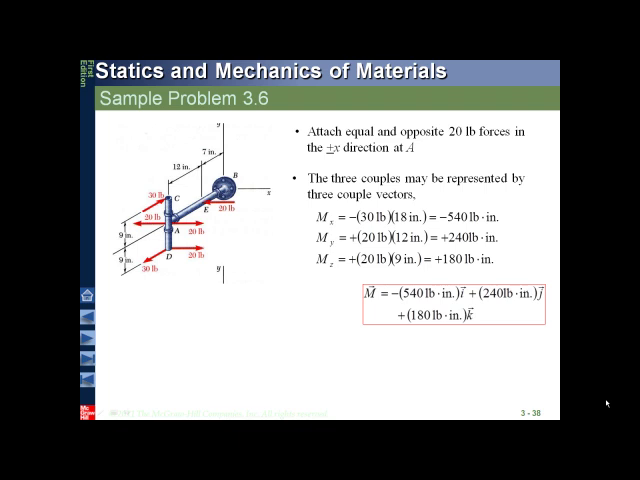So again, the moment produced by these various couples, and again, the addition of those two 20-pound forces at the beginning makes no difference to the system. So you can see the moment in the I, J, and K directions.